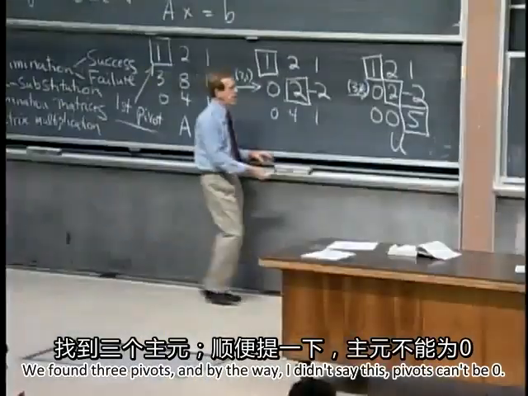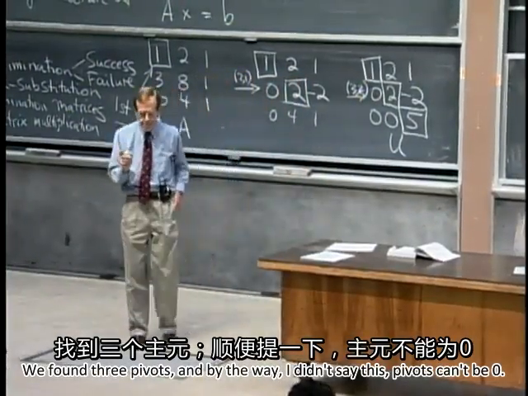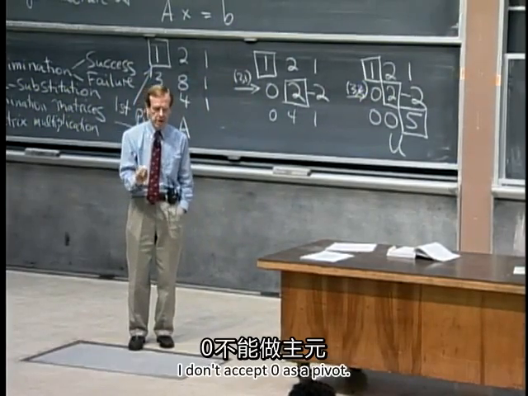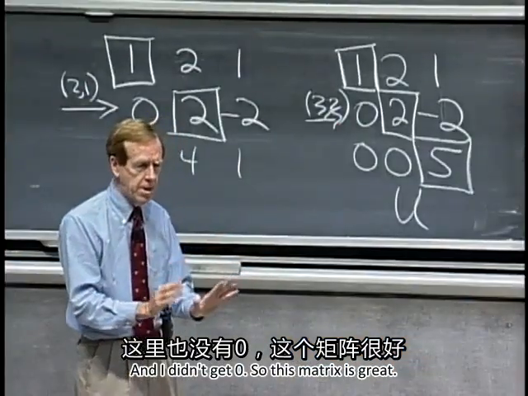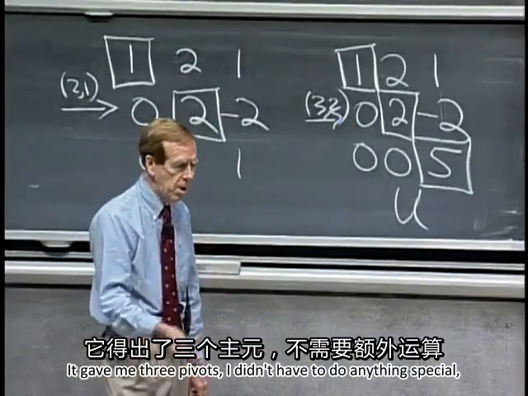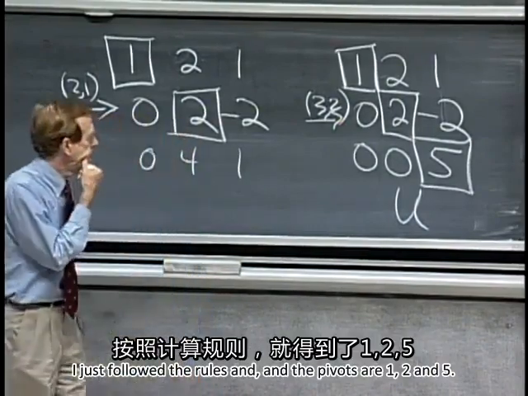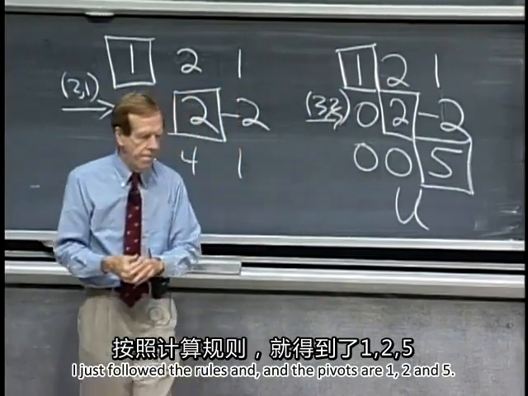We found 3 pivots. And by the way, I didn't say this. Pivots can't be 0. I don't accept 0 as a pivot. And I didn't get 0. So this matrix is great. It gave me 3 pivots. I didn't have to do anything special. I just followed the rules. And the pivots are 1, 2, and 5.